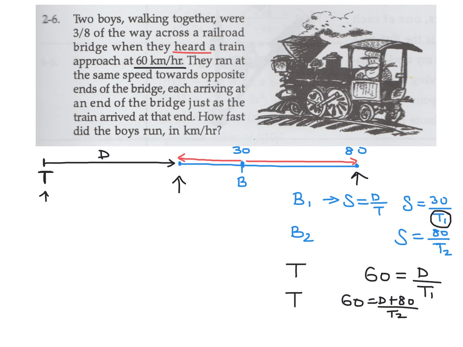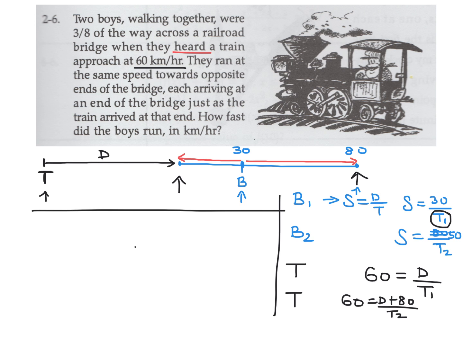Okay, so I just have to make sure that I did that properly, because that pretty much is the setup of the question. And I'm confident that I did. So S is 30 over T1. S is also 8. Hold on. I think I made a mistake here. It's a good thing that I double checked this. This should be a 50, because you're just going from this point to this point. So let me put that 50 in there. And then 60 is D over T1, and 60 is equal to D plus 80 over T2. Yes, I believe that is correct.